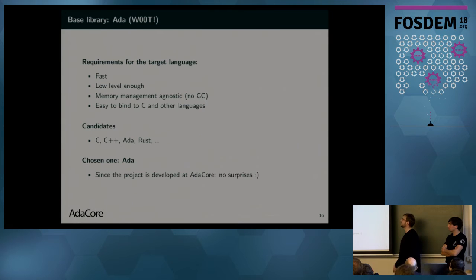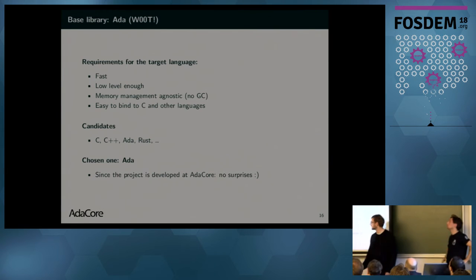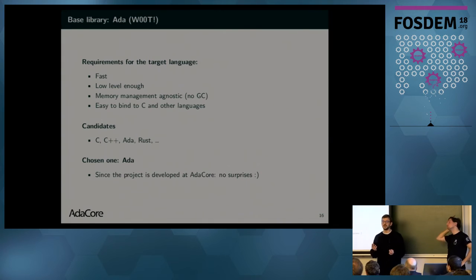So, the base library is made in Ada. So, it was an easy choice for us. I'm just going to point at the name of the company so that you understand, AdaCore. Basically, we needed a low-level language that can produce fast code and that doesn't have memory management policy built in that would be complicated for us to handle in IDEs. For example, we didn't want to ship a GC along with the libraries because if you need to have results fast, maybe it's not a very good idea, etc., etc.